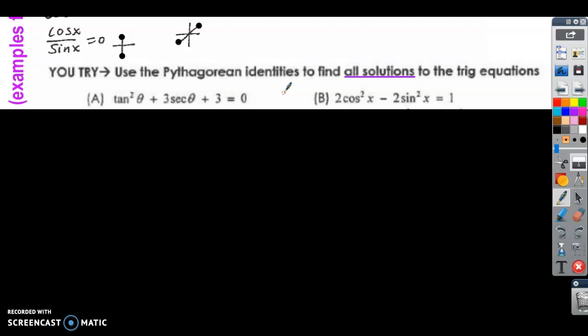It's just like with factoring. You have to factor this way. No, you don't. You can factor however you want, as long as it's right. Nobody's going to care how you do this, okay? This problem says these are set up to use the Pythagorean identities. All right. So pause, do these two problems, and then I'm going to show you the answers.